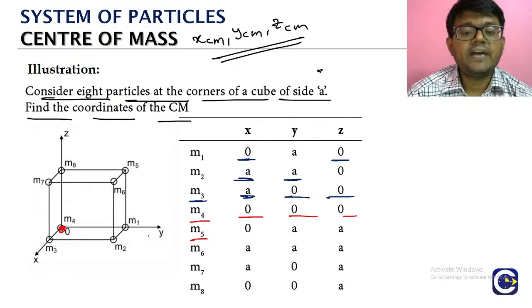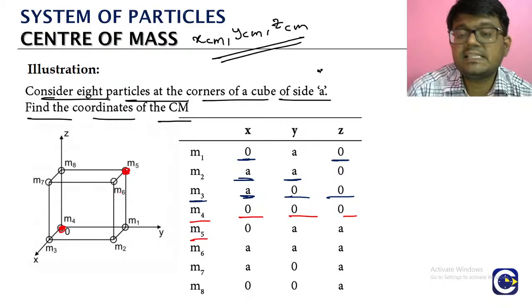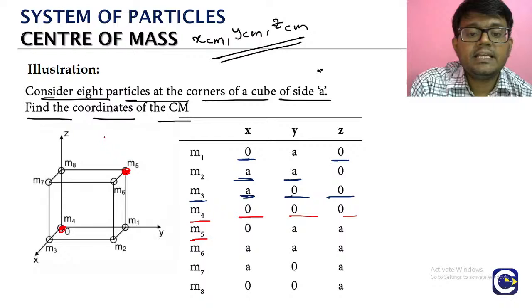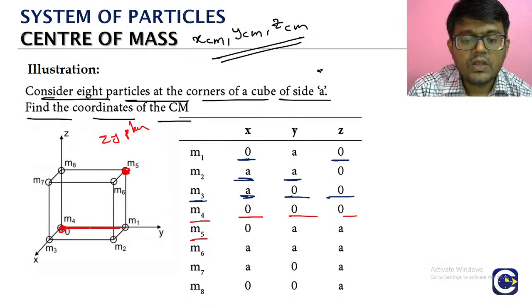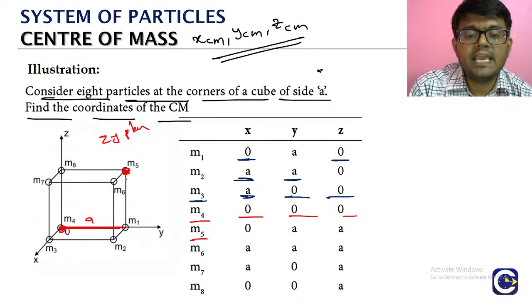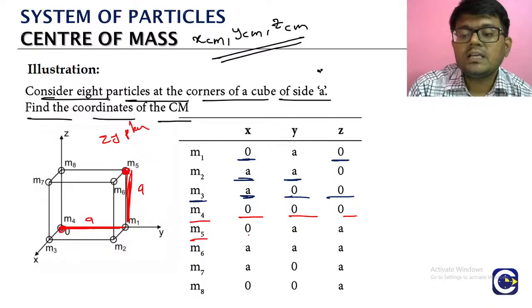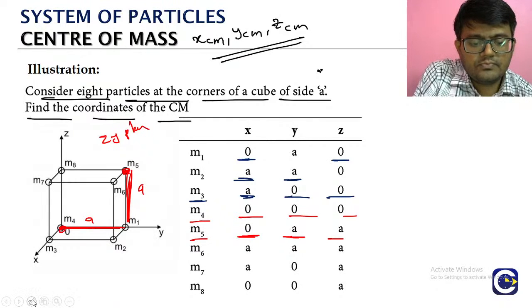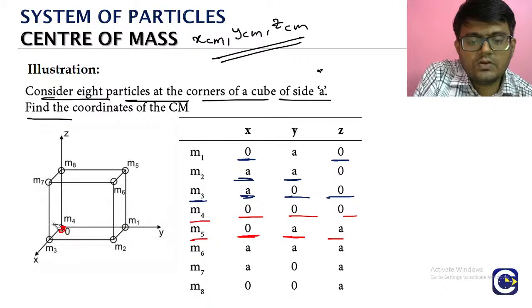M5. Where is our M5? Okay, M5 is here. So look at this. M5 is actually on the ZY plane. Look at this. Along Y, we have to cover a distance A. Then along the Z axis A, means M5. ZY plane means what? X coordinate is 0. Y coordinate A, Z coordinate A. Okay.